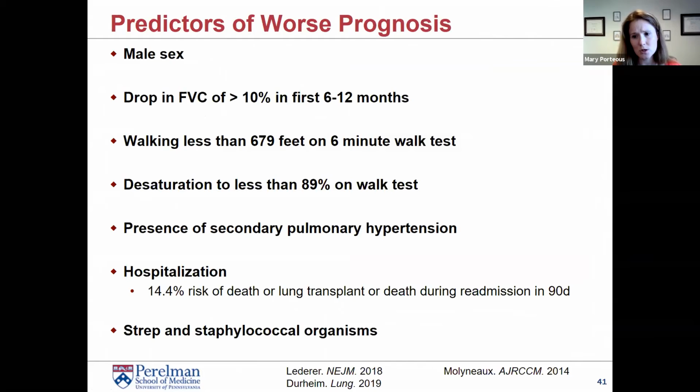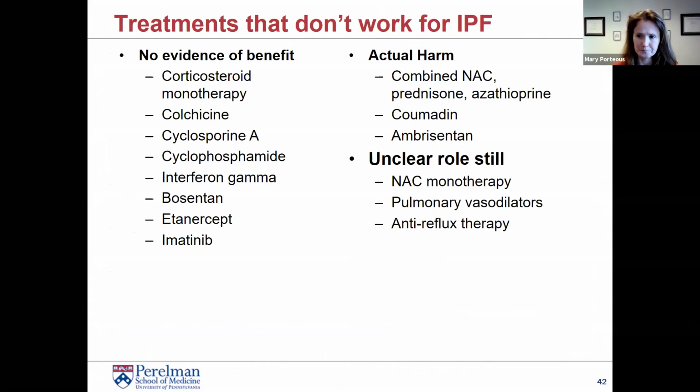We know males do worse. If you have a drop in FVC by more than 10% in the first 6 to 12 months, walking less than 679 feet, desaturating and needing oxygen, the presence of secondary pulmonary hypertension, hospitalization, it's an independent risk factor, 14% risk of death or lung transplant, or death during readmission in 90 days. If there's evidence of strep or staph, that's been associated with a worse prognosis.